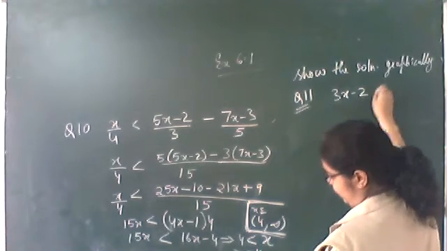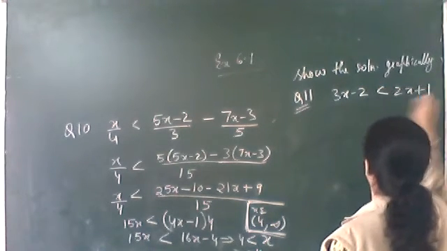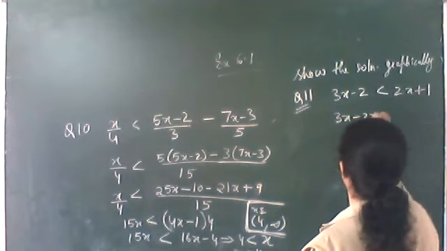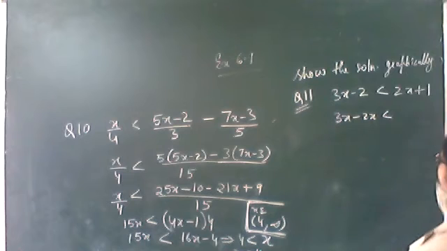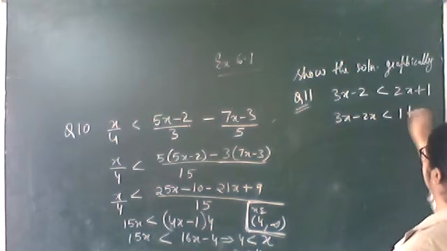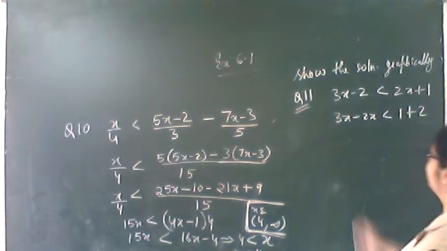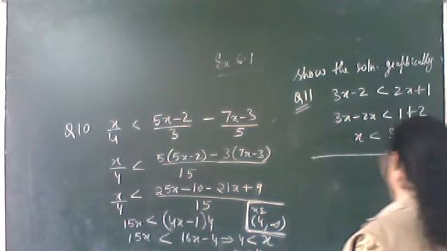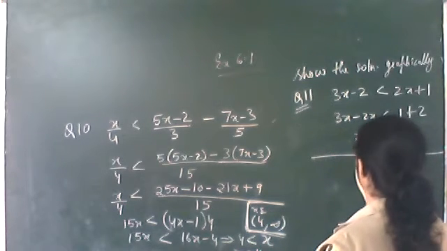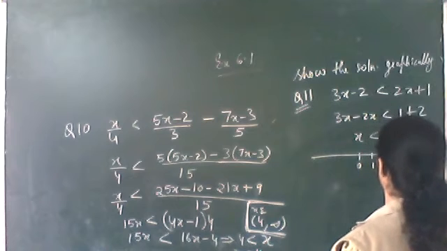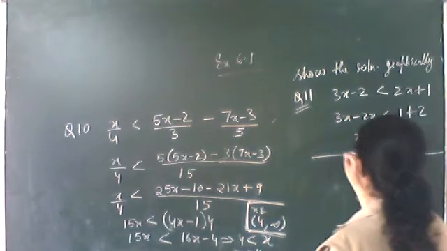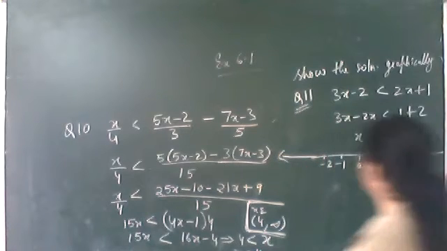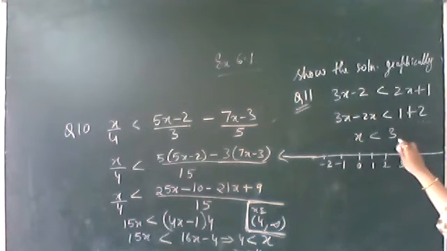3x minus 2 is less than 2x plus 1. So what can we do? Bring 2x this side. So 3x minus 2x is less than minus 2 that side plus 1, plus 2. 2 will go that side, will be plus. 3x minus 2x is x, so x is less than 3. So how can you show it on the number line? 0, 1, 2, 3, 4, minus 1, minus 2, and so on. Clear? So your solution is what? x is less than 3.